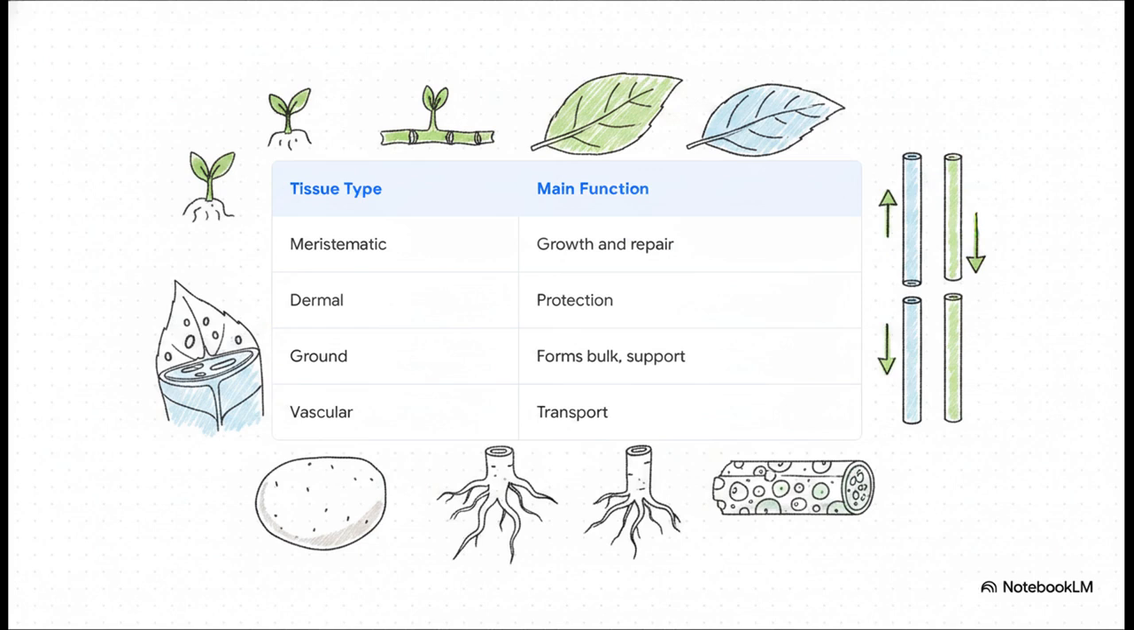Ready? Meristematic is your continually dividing growth and repair crew. Dermal is your outer covering, acting as the skin and regulating breathing through the stomata. Ground tissue forms the bulk of the plant, stores food, and provides all the structural support via parenchyma, collenchyma, and sclerenchyma. And lastly, vascular is your plumbing, handling the transport of water, salts, and food through the xylem and phloem.